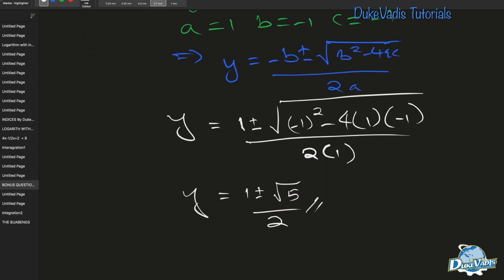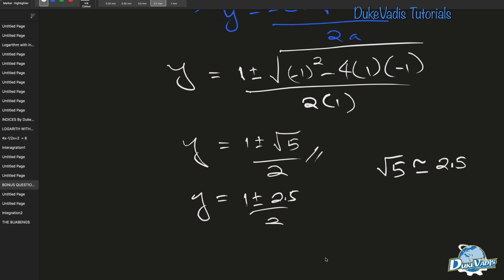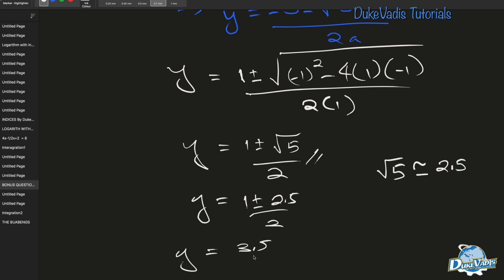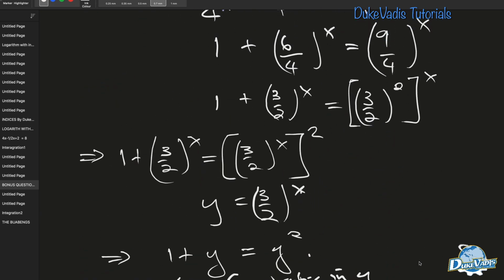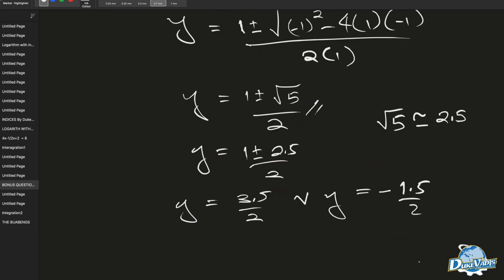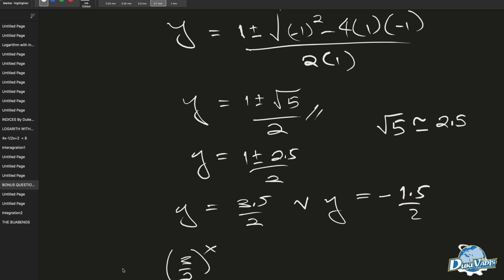Well, I can approximate the value. If I say the square root of 5 is roughly 2.5, then y will be equal to 1 plus or minus 2.5 over 2. So our y will be equal to 3.5 over 2, or y is equal to negative 1.5 over 2. If that's the case, bear in mind that we said let y be equal to 3 over 2 exponent x. All right? So 3 over 2 exponent x is equal to y.